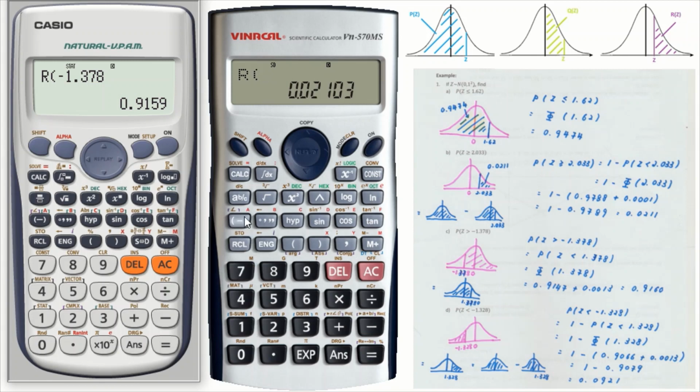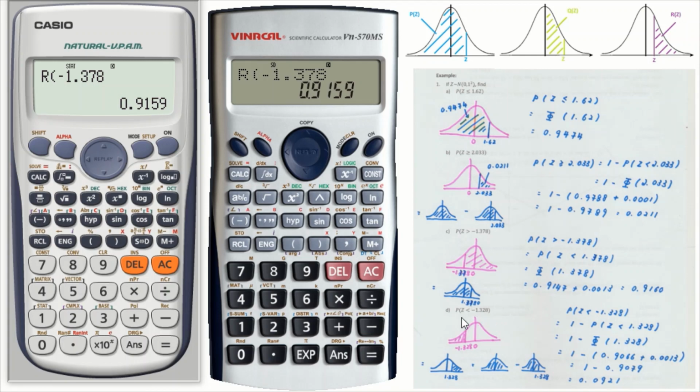Yeah, so the same thing, negative 1.378. I get exactly the same thing also. I guess it's because of the rounding also. But normally when you use the table and you use the calculator, there will be a little bit of difference, like 0.000 something, but that's totally fine.